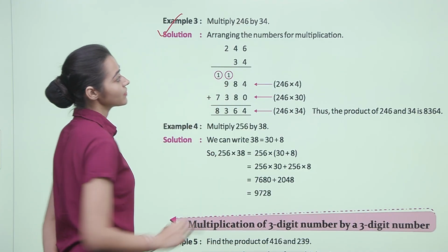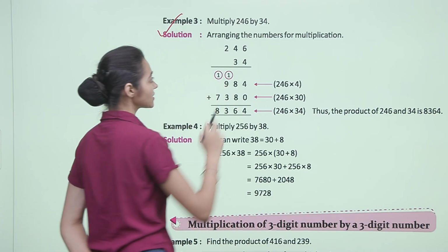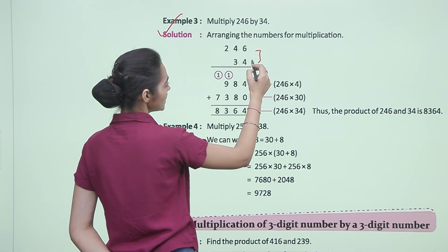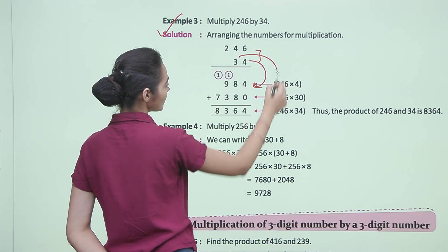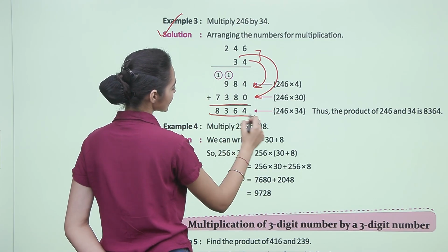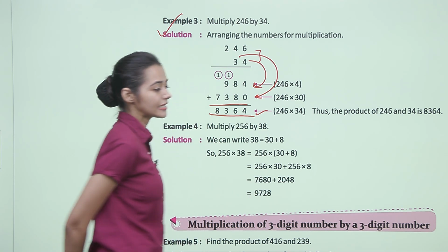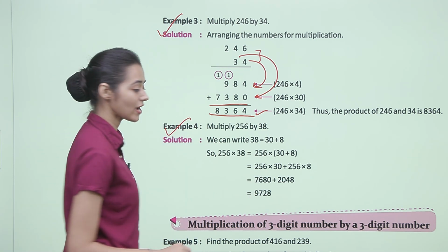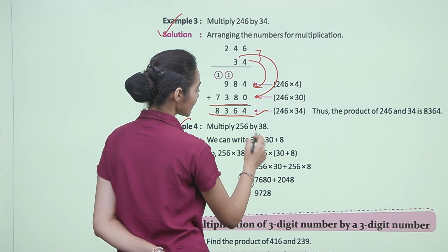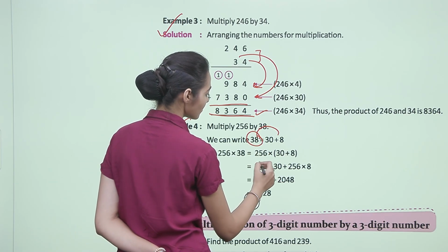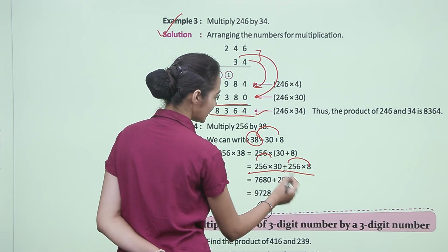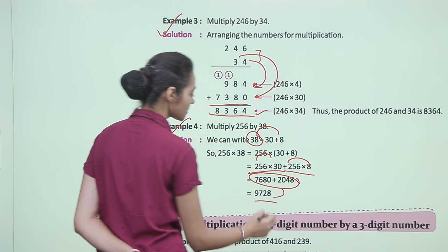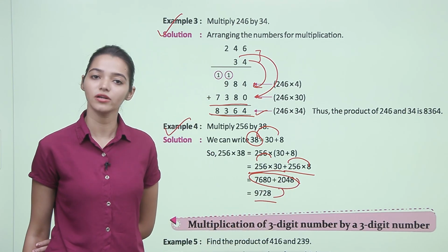Now the next example is, firstly we arrange the numbers in the order of multiplication, then we multiply by 4, then we multiply by 3, then we add, and the sum of the products is 8364. Similarly in example number 4, we have to multiply these numbers. Firstly we can write it as 30 plus 8. Firstly we multiply by 30, then by 8 and then we add both the products and the answer we get is 9728.